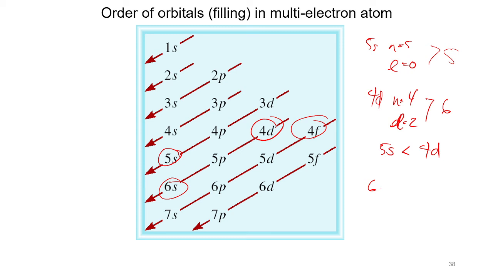Other examples. Let's say we have, why do we need to fill up 5p first before 4f? So we have 5p. n is 5, l is 1. We have 4f, which has an n of 4 and an l of 3. Okay? So if we are to add that, this will be 6 and this will be 7. Meaning to say, 5p has lower energy level than 4f. Okay?